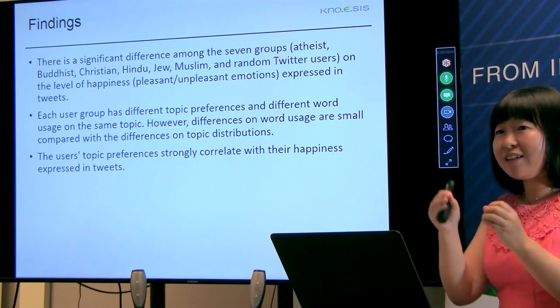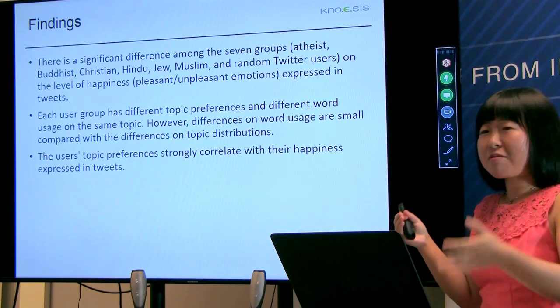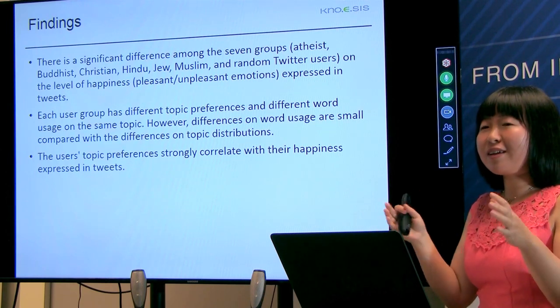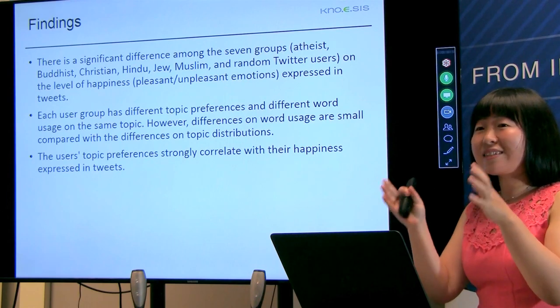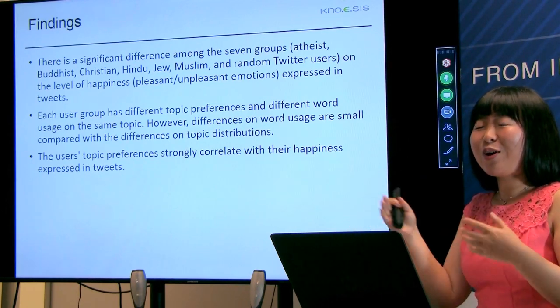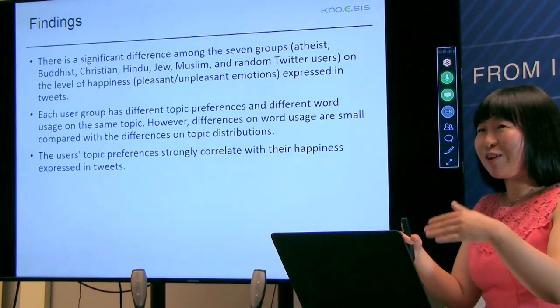But we found that it's correlated with their topic preference for politics, human rights, and news. Because these topics, human rights, politics, tend to be negative themselves, that correlates with why they express a low level of happiness.